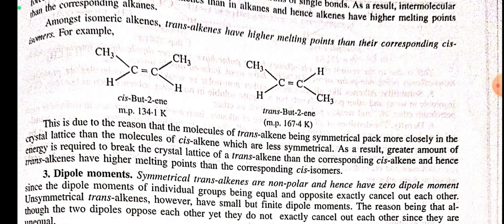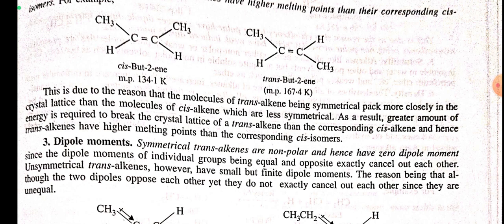Amongst isomeric alkenes, trans alkenes have higher melting point than corresponding cis alkenes due to the reason that the molecules of trans alkene, being symmetrical, pack more closely in the crystal lattice than the molecules of cis alkene, which are less symmetrical. As a result, a greater amount of energy is required to break the crystal lattice of trans alkene than the corresponding cis alkene, and hence the trans alkene has a higher melting point than that of the corresponding cis isomer.